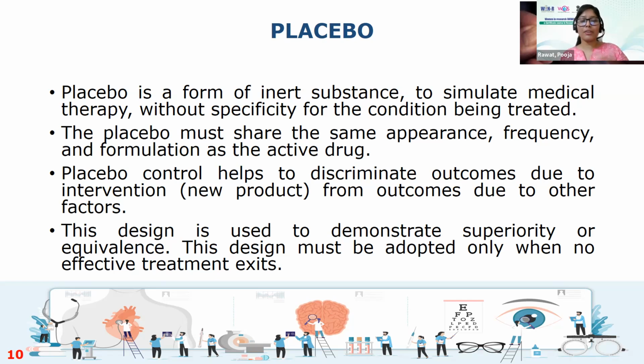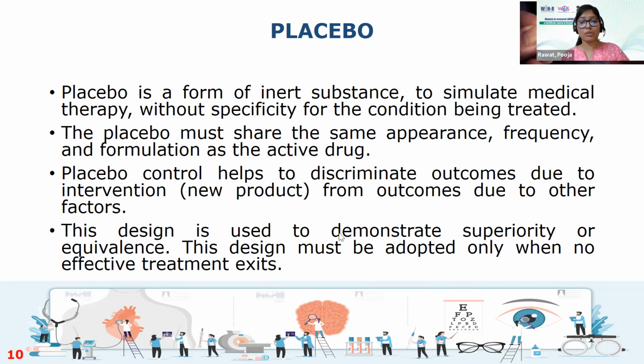Suppose you are having one drug in tablet form and another in syrup form. What you will do is make the other one into a tablet and one more syrup, so that both look the same. This is how placebo studies go on. So the placebo control helps to discriminate the outcome due to the intervention or the new product from the outcome due to other factors.